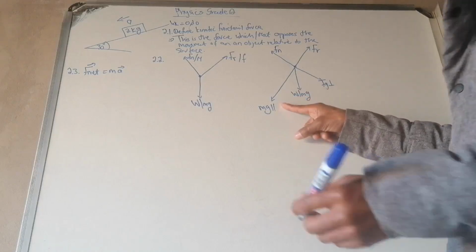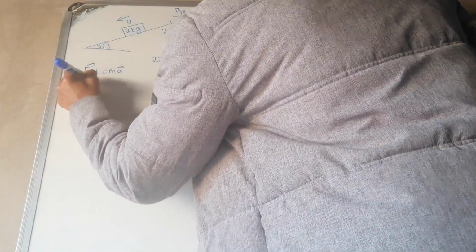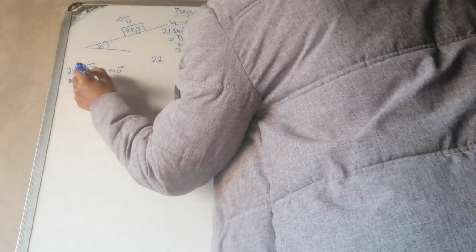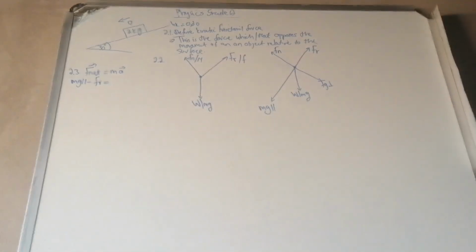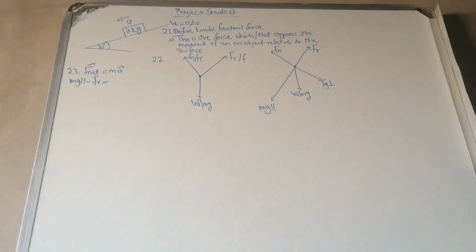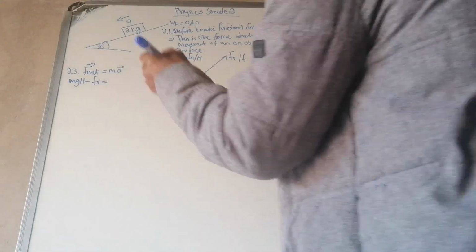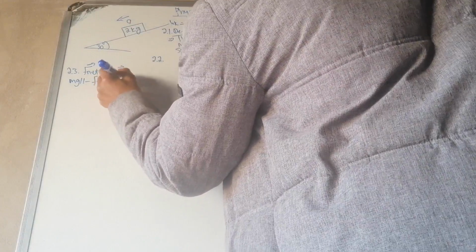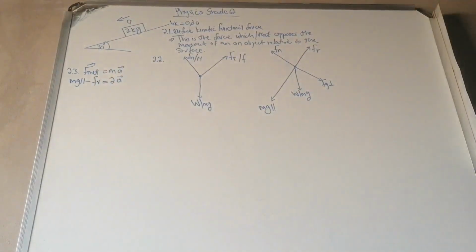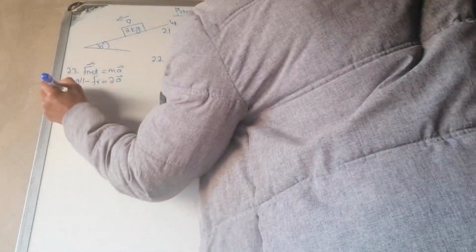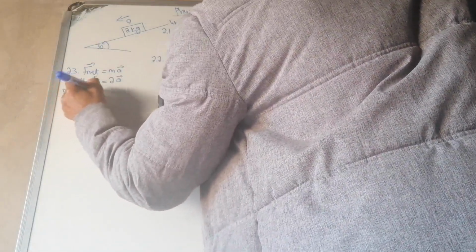So I will have my mg parallel as positive, minus, because it is in the opposite direction. Those are the only two forces that are doing work as the object is moving. Something worthy of noting. And this will be equal to the mass multiplied by the acceleration as a vector. Okay, and I know that mg parallel will be equal to mg sine of theta. Something that is also worthy of noting. Right. So I'm going to say mg sine of theta minus.